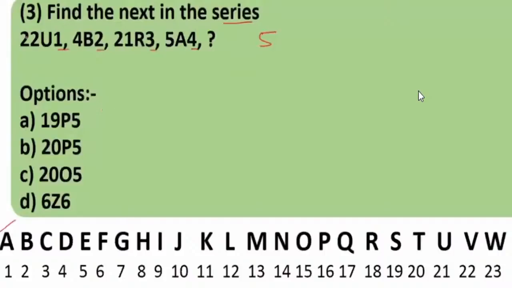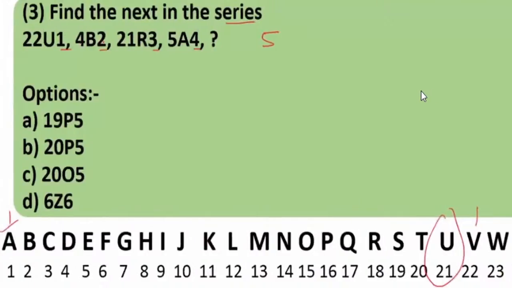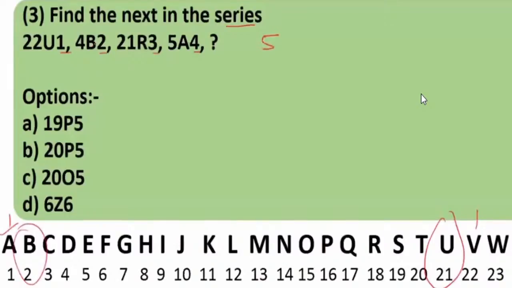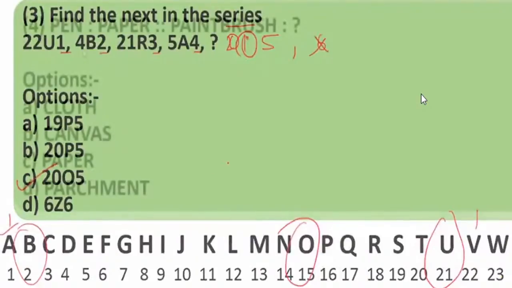22U1. So it might be related to position, but 22 is V, 1 is A. But if you observe closely, 22 minus 1 is 21 and U is nothing but 21. 4 minus 2 is 2 and B is nothing but 2. Here you have 5. Here again 22, 4, 21, 5, up down. So there might be two series, 22, 21 and next will be 20, 4, 5 and next will be 6 over here. 20 minus 5 is 15, 15 is nothing but O. Answer is 20O5. Moving on.